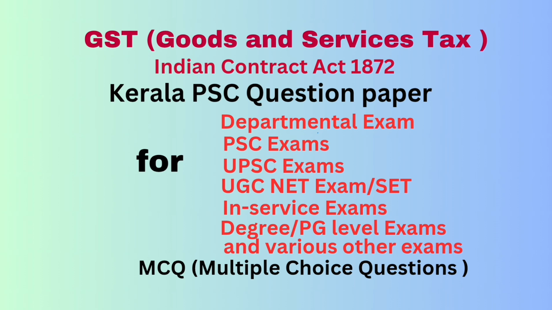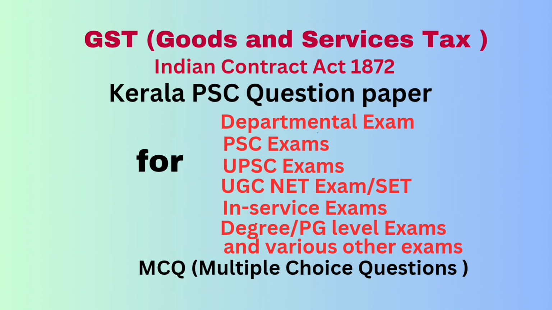Question number 36. Final return is furnished in form. Answer: GSTR 10. Question number 37. The price of an article is rupees 1000 and it attracts GST at the rate of 18%. The amount a consumer has to pay is: 1180. Question number 38. A person who has cancelled GST registration has to furnish dash within 3 months. Answer: final return.